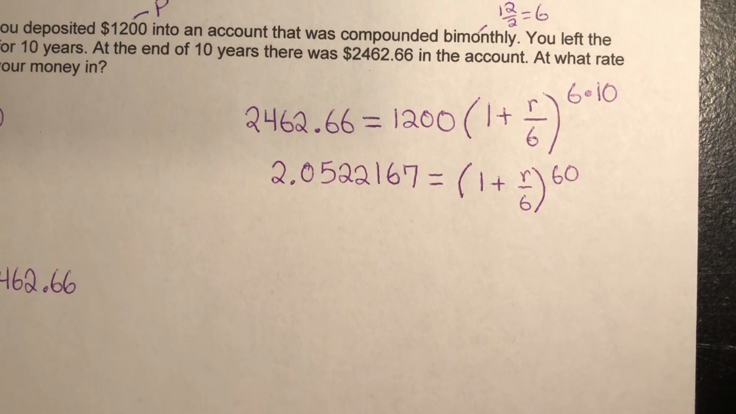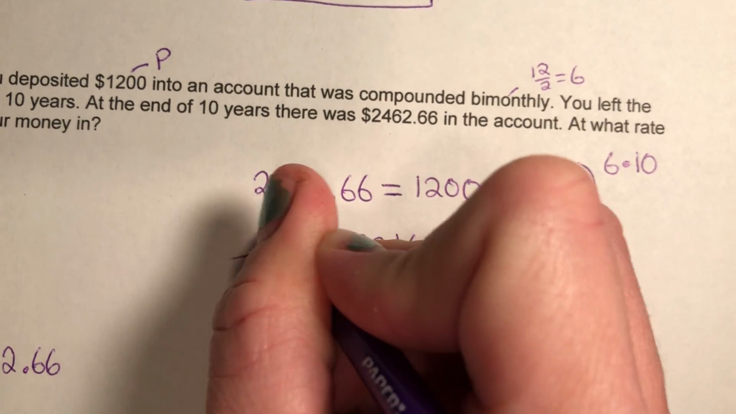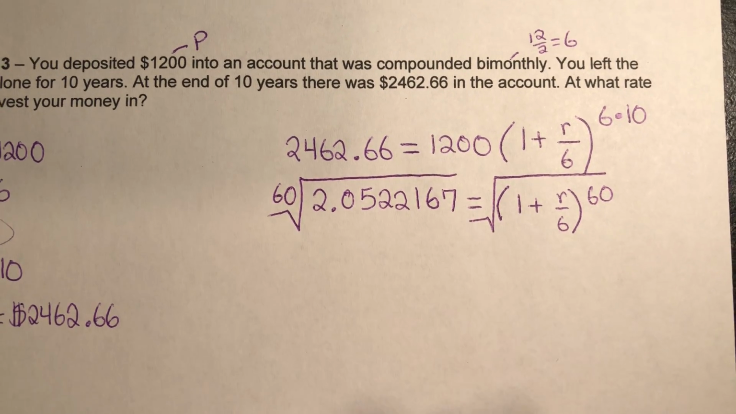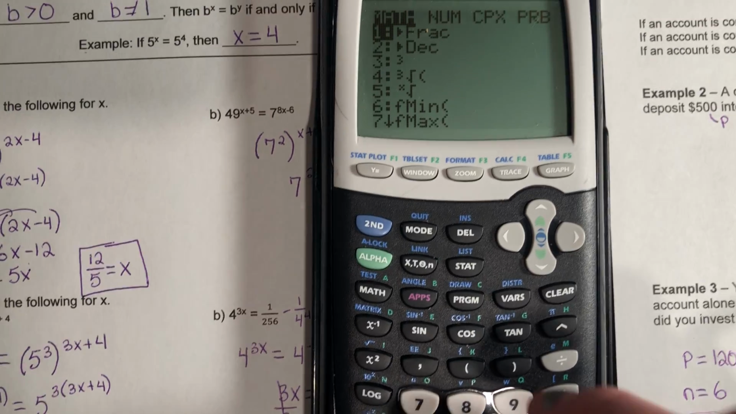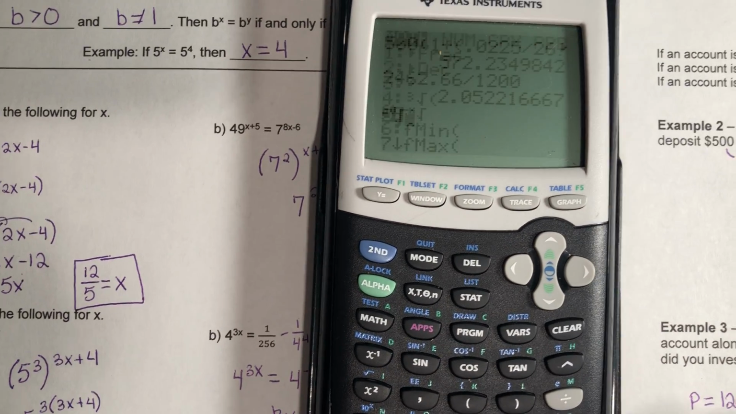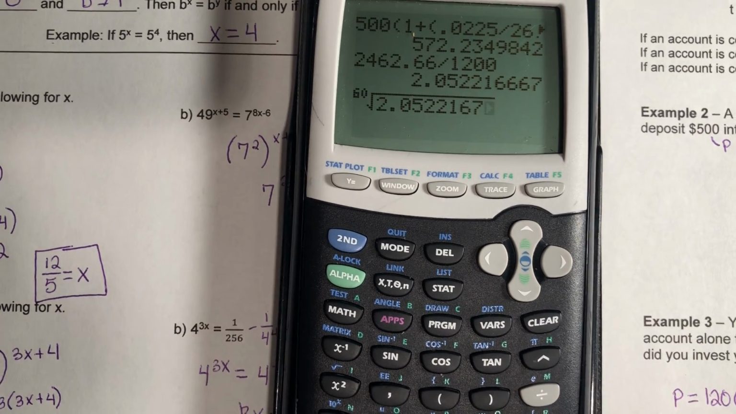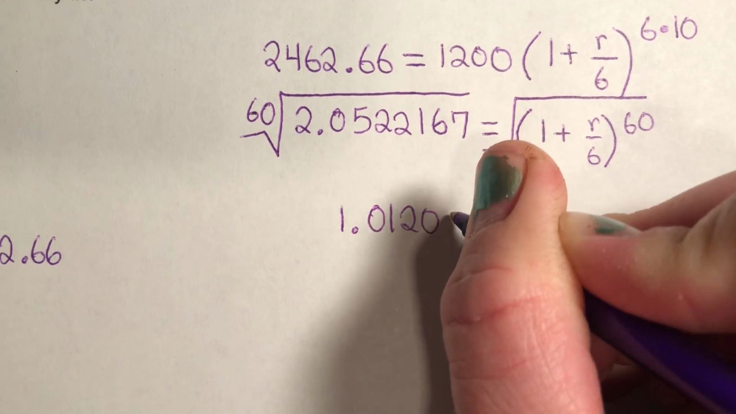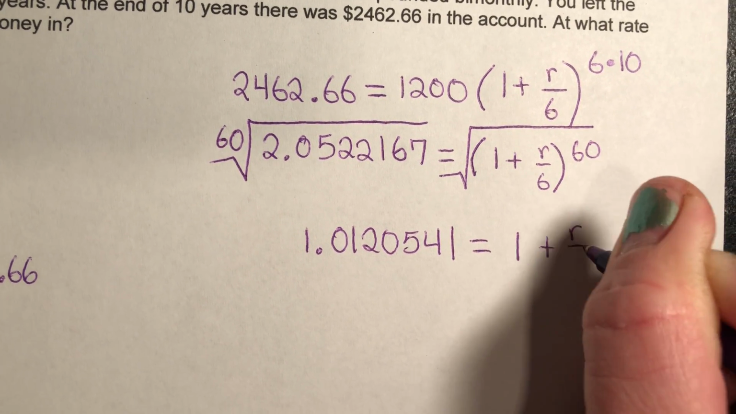Now, you'll recall from our last unit that to get rid of an exponent, you have to take the nth root of that. So we are actually going to take the 60th root of this big old number right here. How do we do that? Well, we type out 60 first in our calculator. We then go to math, then go down to the fifth one right there, 2.0522167, and we get 1.01. So 1.0120541, and that is going to equal 1 plus R over 6.